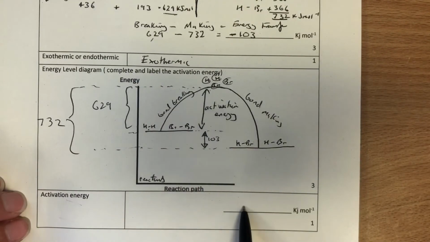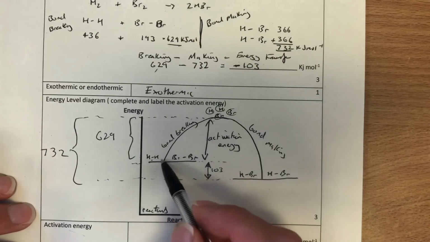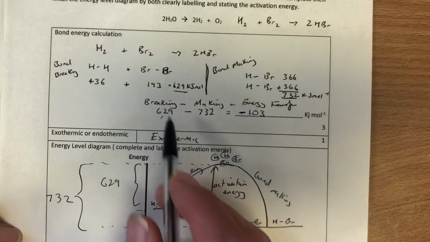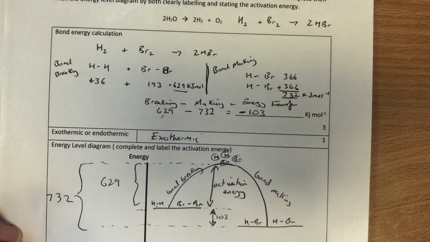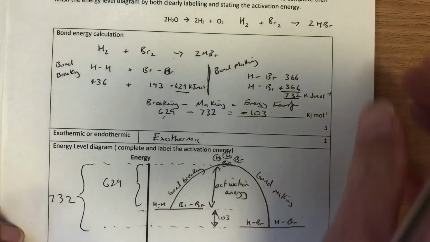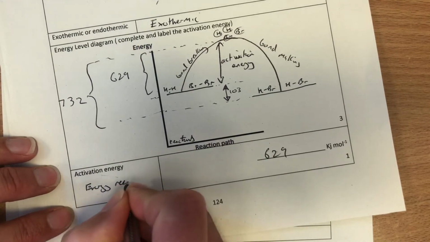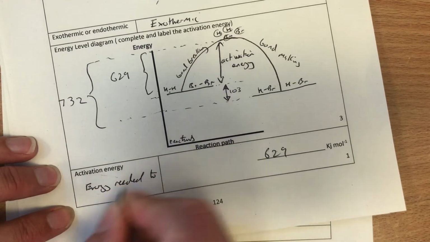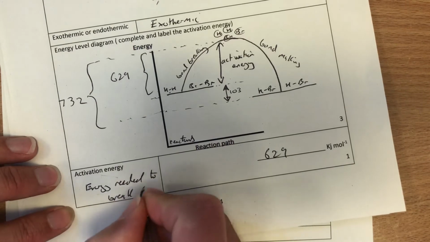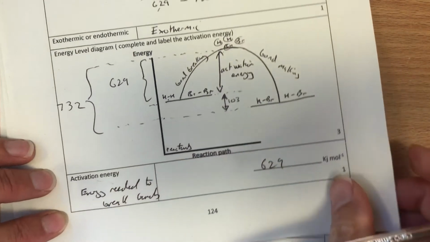The activation energy, that was the energy needed to break all the bonds, and we worked that out here, breaking 629. Activation energy is the energy needed to break bonds. So, difficult question. Let's see how you get on with that.